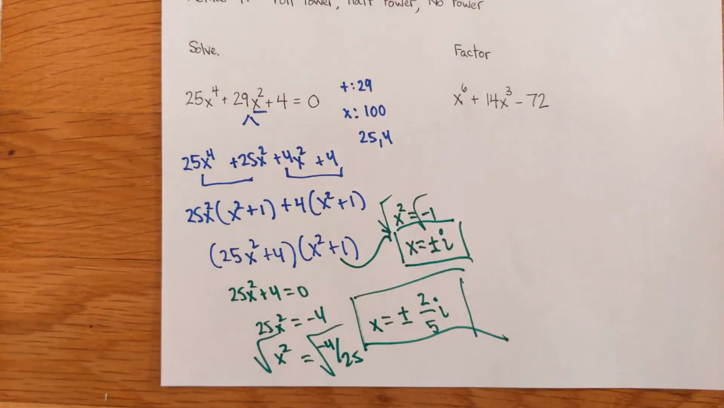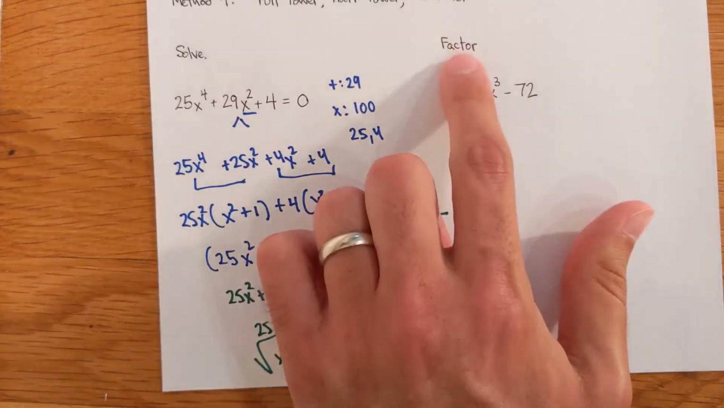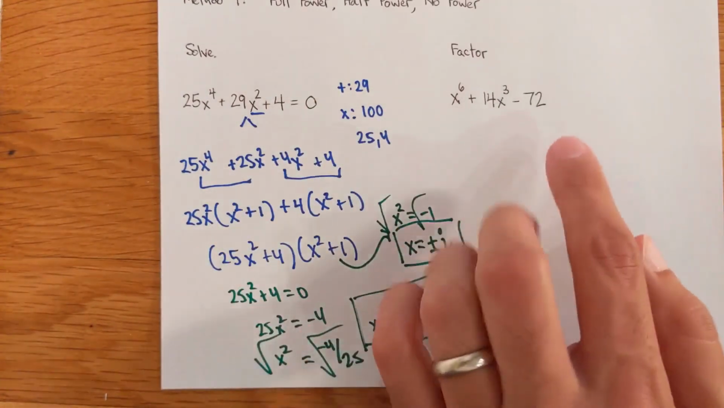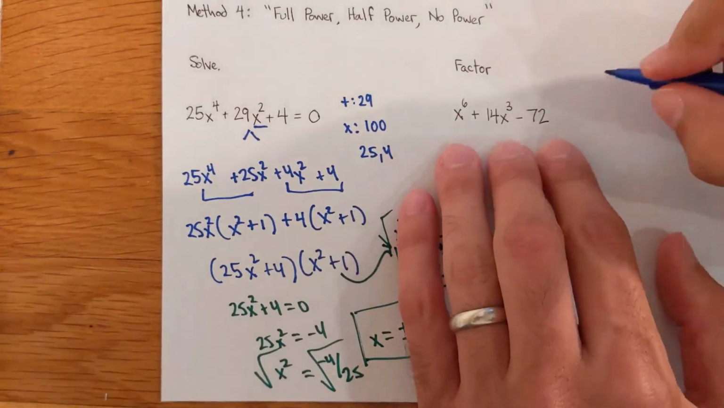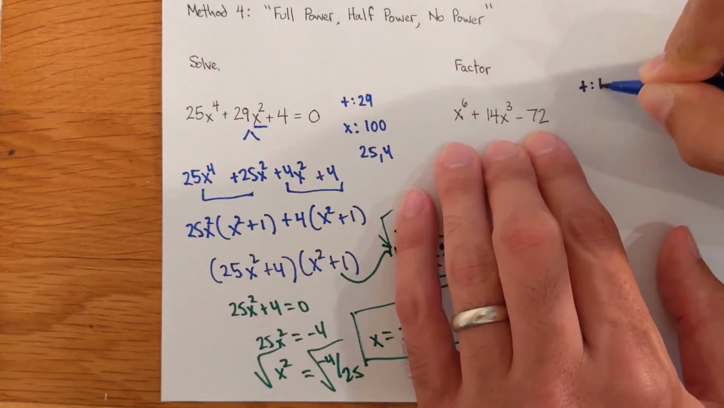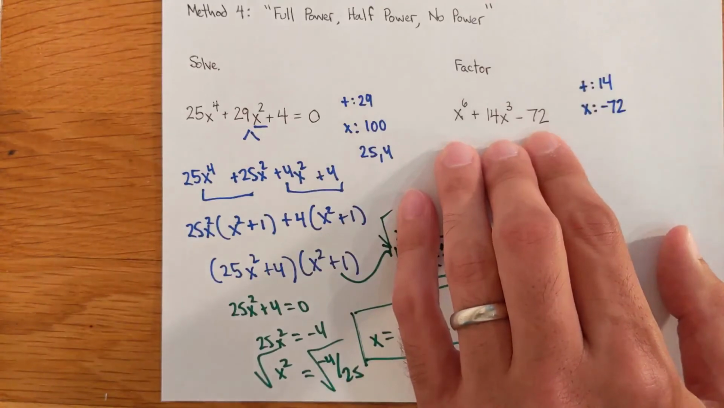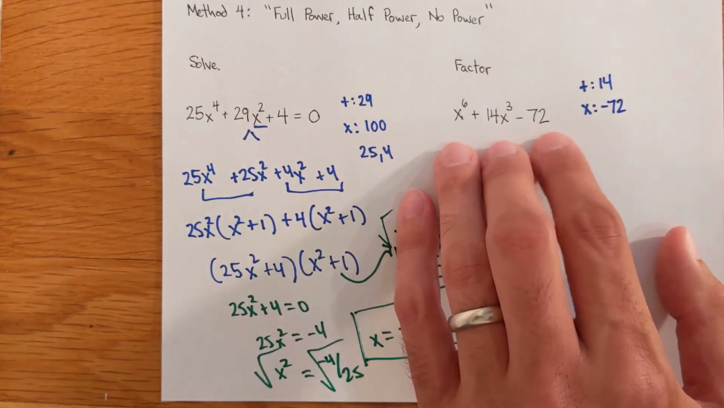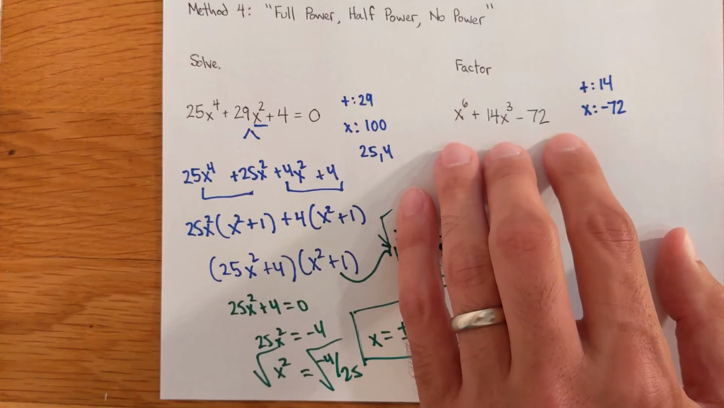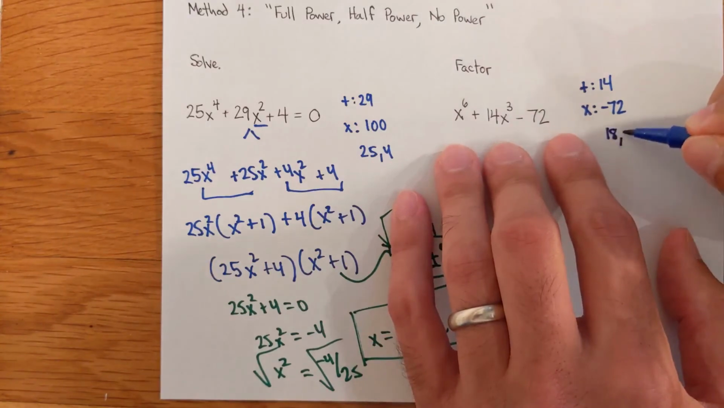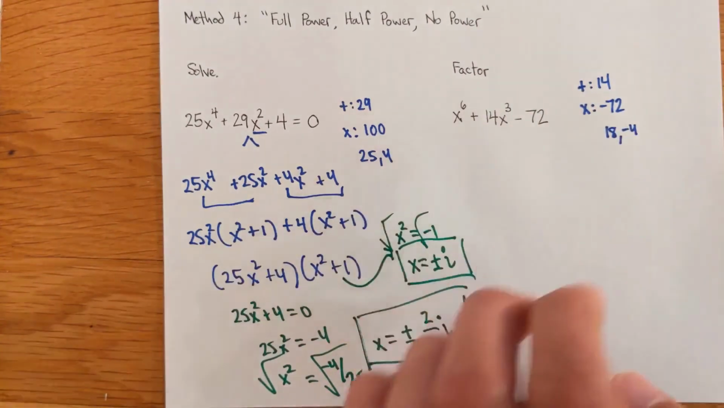And then one more example for this video here. This problem is full power, half power, no power, but it says to factor, not to solve. Because there's no equal sign in this problem. It doesn't equal 0. All I'm going to do is set up my magic numbers. So pause and do your magic numbers yourself for this example, and I'll work through it real quick up here. Semi-quick at least. What is that? 4 times 18? Yeah, I think that's right. 18 and negative 4 are going to be my magic numbers.